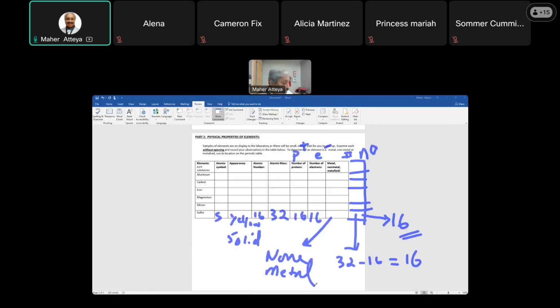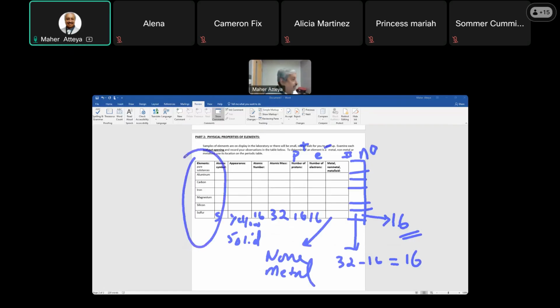You go to the periodic table, get the atomic symbol, then the atomic number, number of protons, atomic mass, number of electrons, number of neutrons. Correct? And then you determine whether it is a metalloid, non-metal, or metal. Which one of those can you tell me is a metalloid?